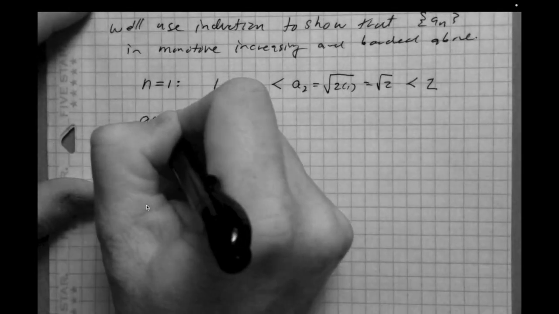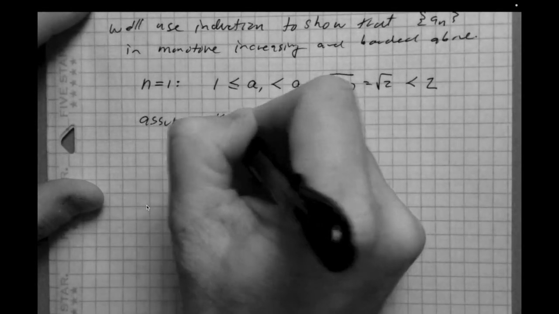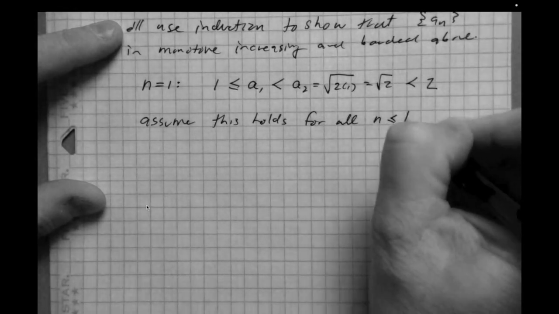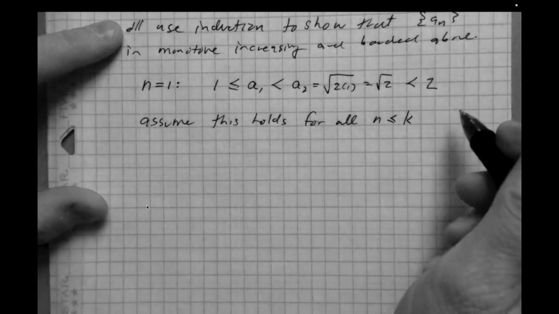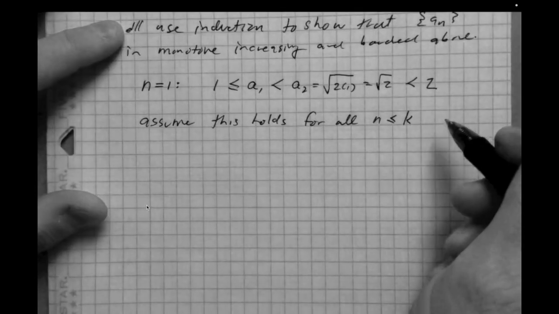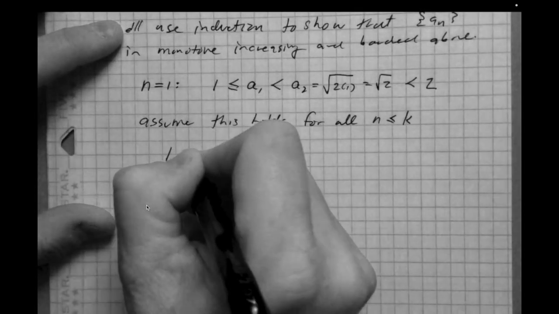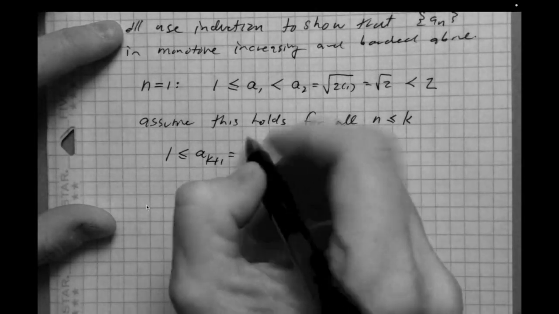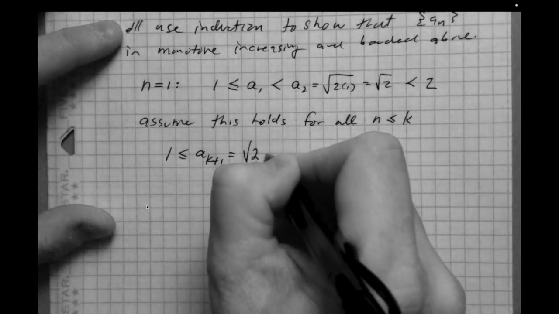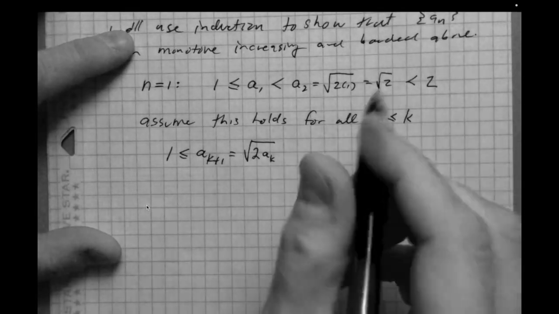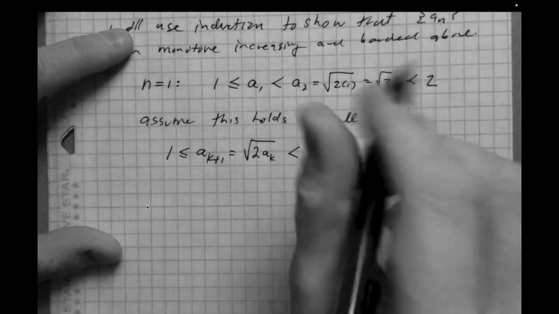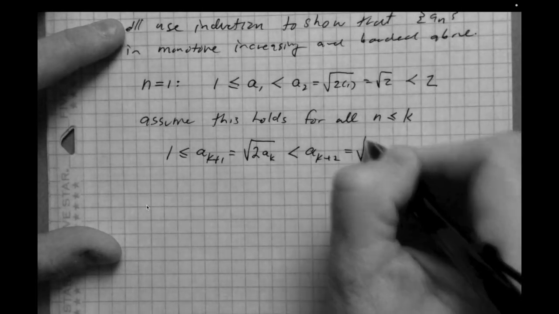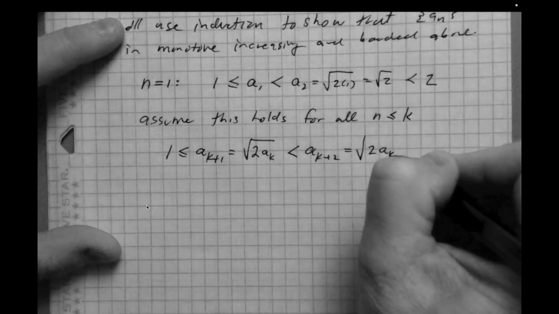So let's assume this holds for all n less than or equal to k. Then 1 would be less than or equal to a sub k plus 1, which will be equal to the square root of 2 times a sub k. And this is going to be less than a sub k plus 2, which would be equal to the square root of 2 times the previous term, a sub k plus 1.